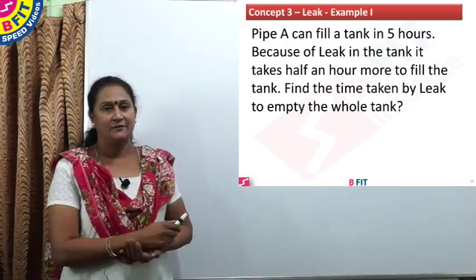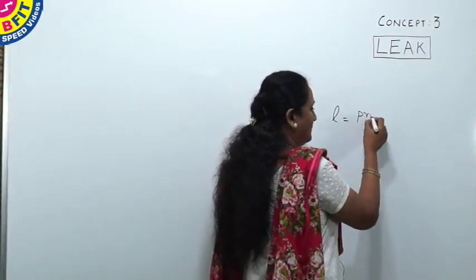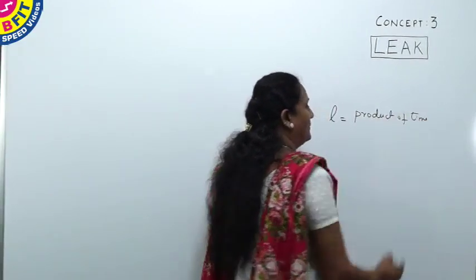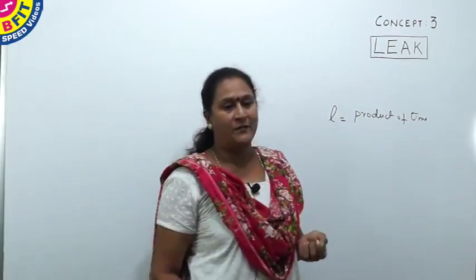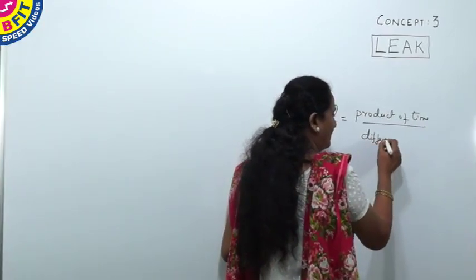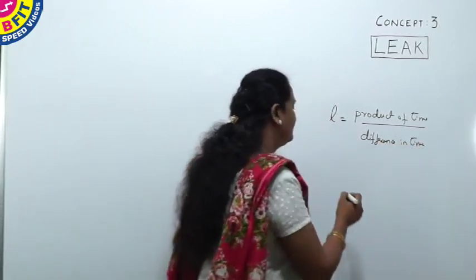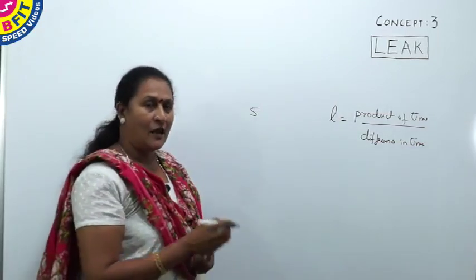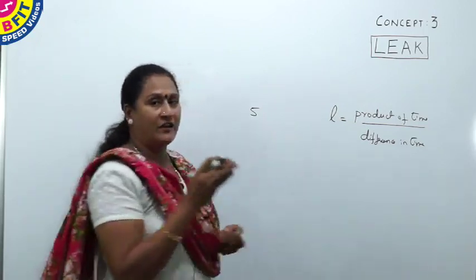So we'll see the working. The time taken by the leak is the product of the usual time and the time taken now by pipe A, divided by the difference in time. So what is the usual time taken? It is 5 hours. And what is the time taken now? It is half an hour more, so you can take 5.5.